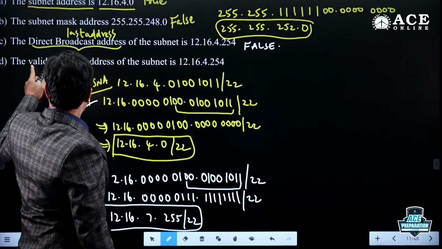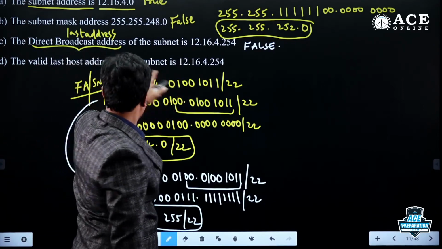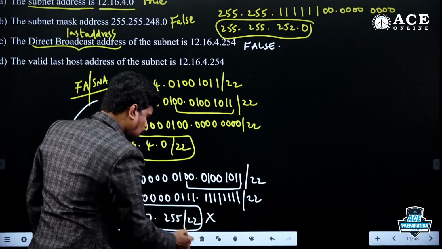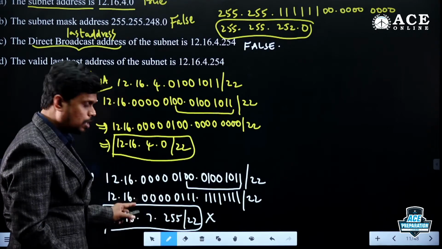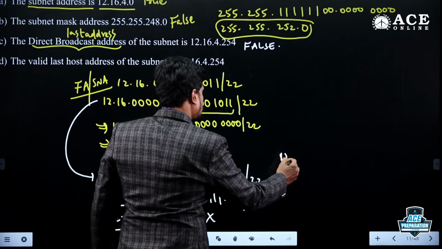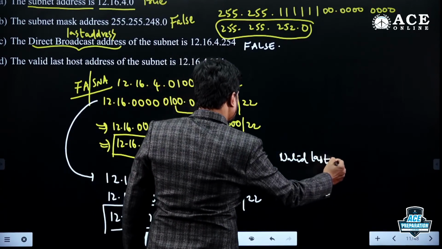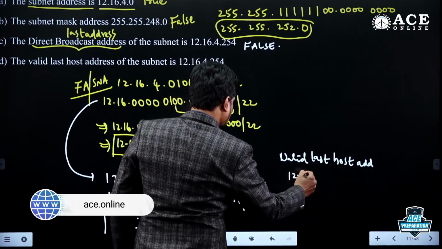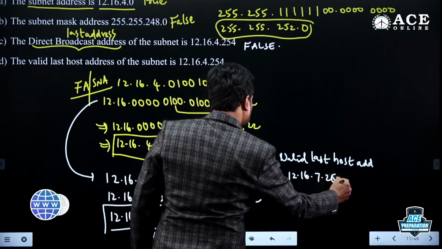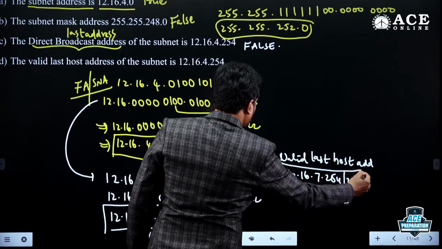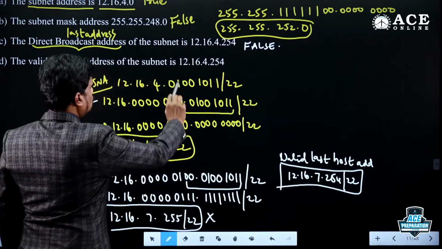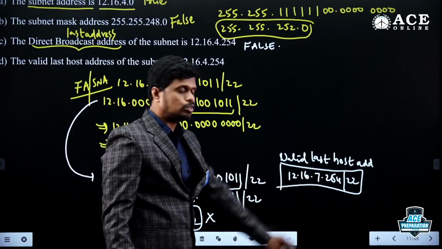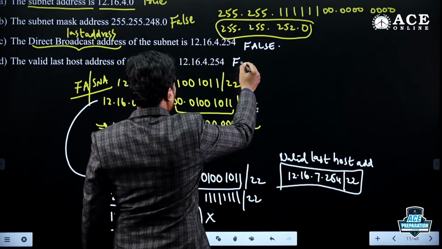Next, the valid last host address of the subnet. See, this is the last address. Is it valid? No, it is invalid. Then what is the valid last host address? 12.16.7.254/22 is the valid last host address. But here it is mentioned 12.16.4.254, but actually it has to be 7.254. So this statement is also false.